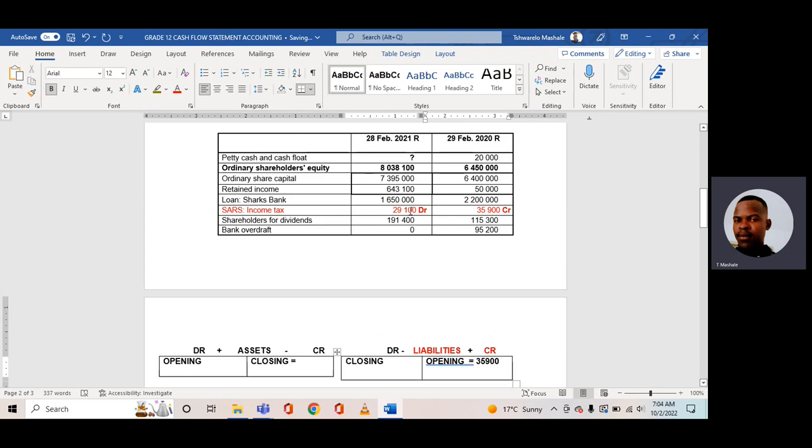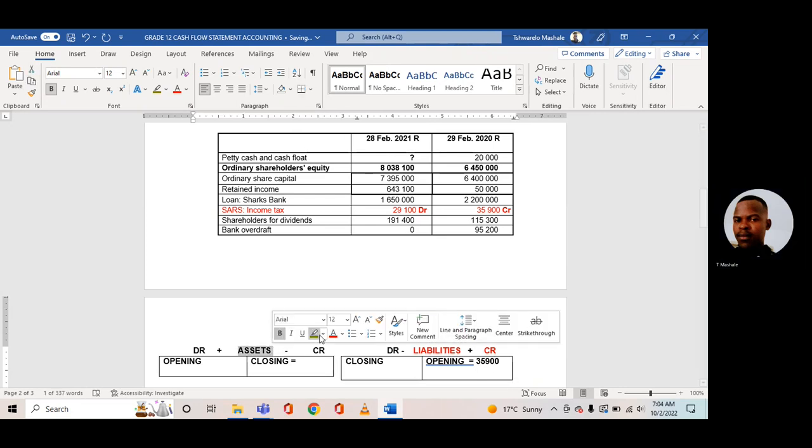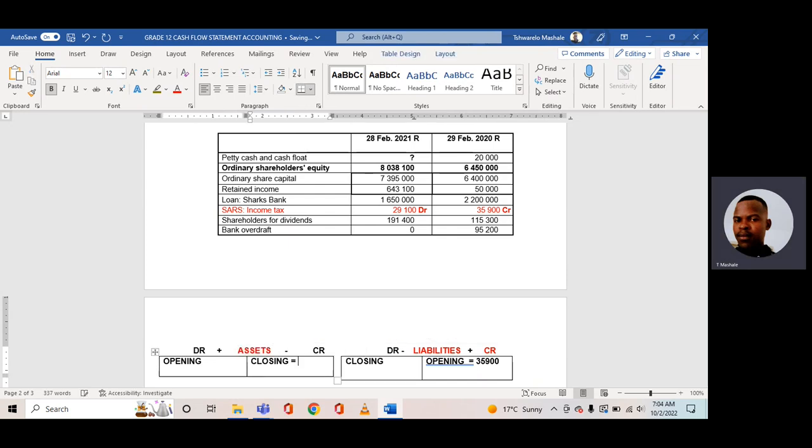And then now we go on the asset part. The assets say that this is the closing balance. But with regards to the assets, it says that if you have a closing balance, I want you to record it on the credit side. Therefore, here you record it on the credit side.